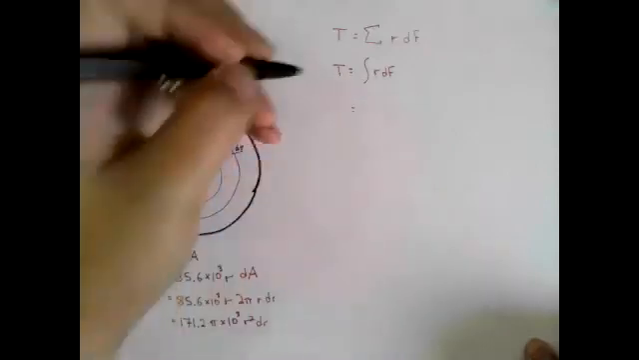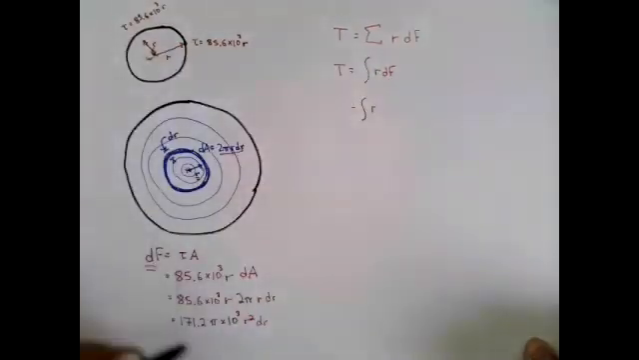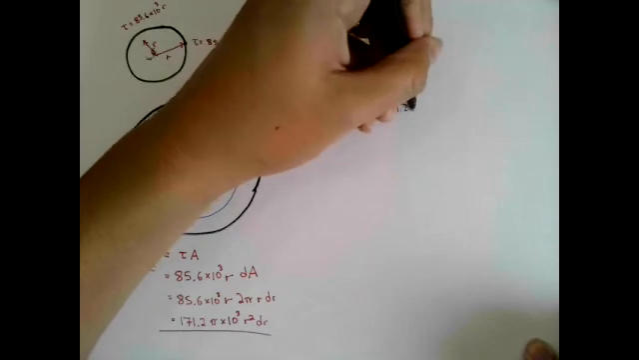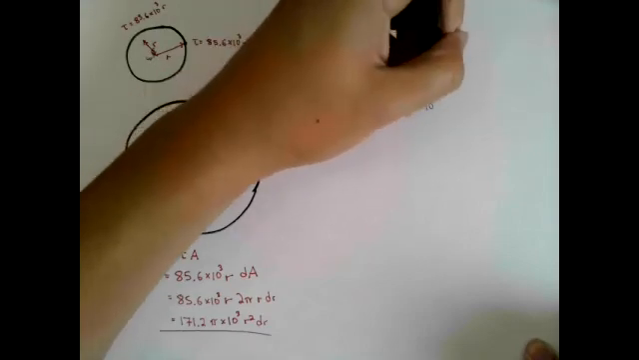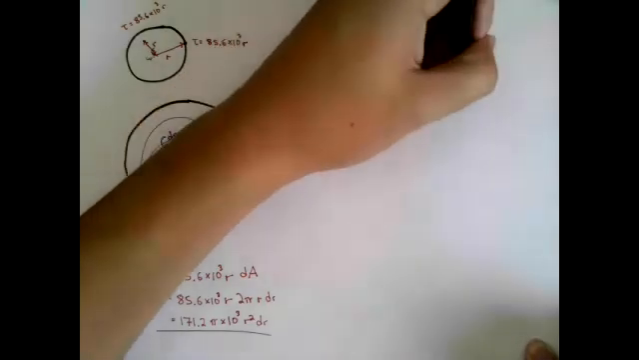But essentially we have r dF. This would be the integral of r times dF. And for dF, we already have this relationship. So I'm gonna write this down. I have r times 171.2 pi times 10 to the power of 3 r squared dr.